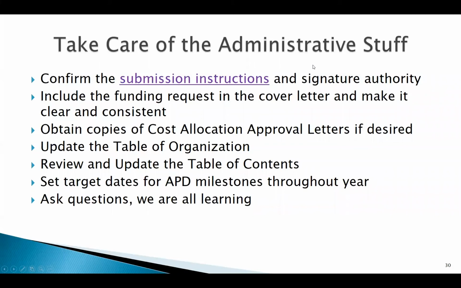Keeping just an updated table of organization will save you time. Having one that sort of shows vendor and state resources, and keeping that up to date. Again, that's something that you can do ahead of time. That's helpful. And sort of looking at the structure of your APD and saying, hey, has anything changed? Do I like this table of contents?